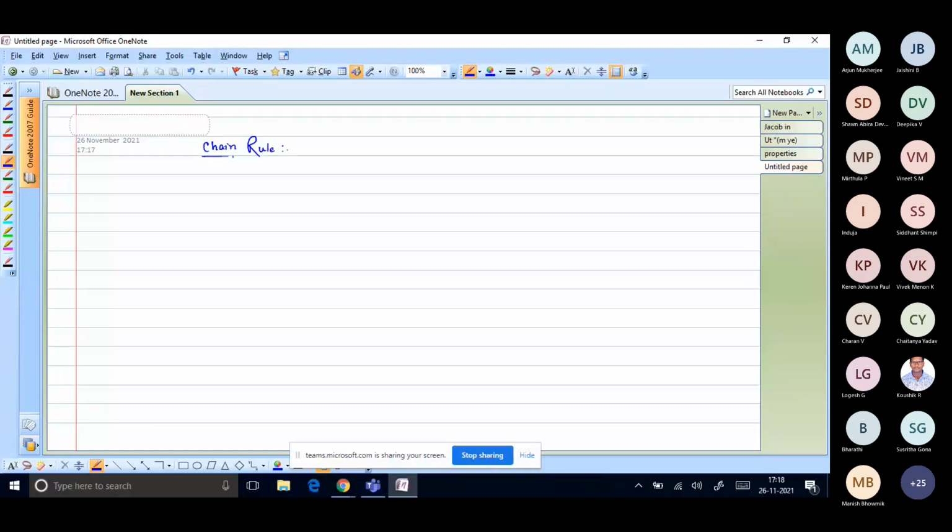See, here if u and v are functions of some variables, which are in turn functions of other variables. So I'm taking intermediate variables as r, s. So if u, v are functions of r, s.